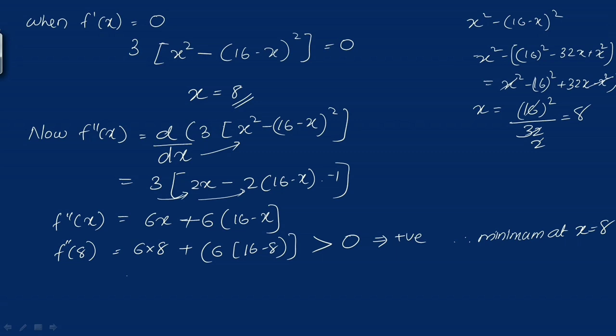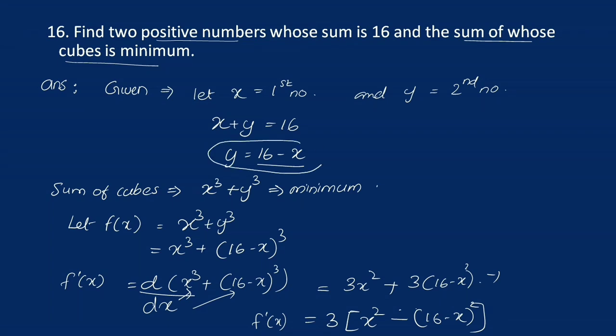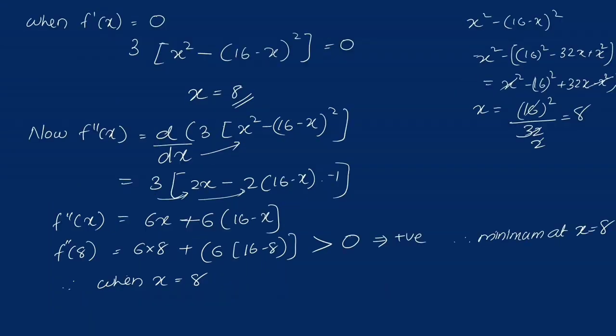Now when we apply x equal to 8, we have the equation x plus y is equal to 16. From this, y is equal to 16 minus x. Instead of x, we are applying the value 8. So 16 minus 8, that is 8. So y is 8 and x is also 8. The two numbers will be 8 and 8 here.